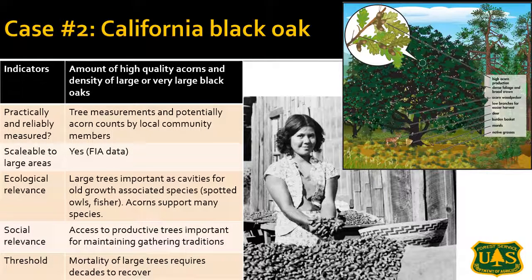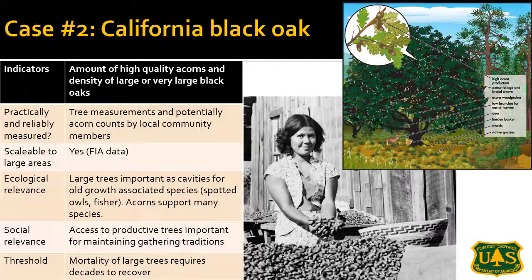So some of the other indicators we highlight are the structural conditions of these trees, as well as potentially doing acorn counts, which could be done by local community members or staff, but we can also rely on sources of information such as forest inventory data, which can be scaled out to large areas. The ecological significance of these areas is that these trees are important as cavities for old growth associated species, as well as providing acorns that support many wildlife species.